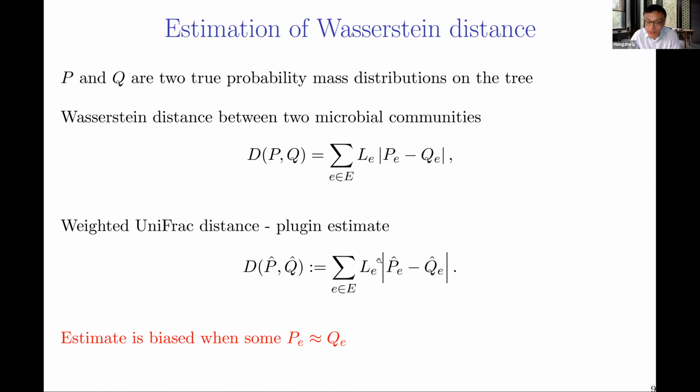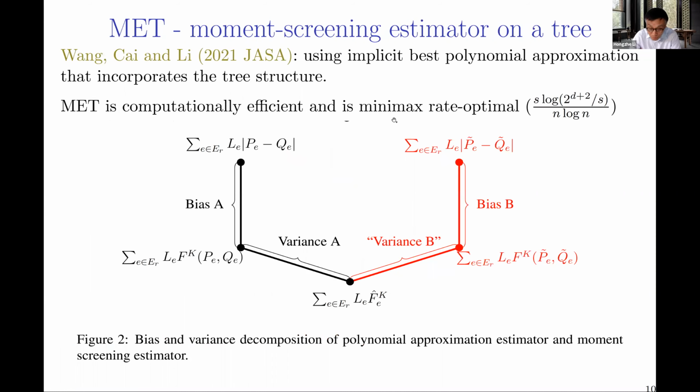Also, in the microbiome data analysis field, this distance is called the weighted UniFrac distance, which is an extremely widely used distance in the literature. But we can improve this. The basic idea is that when PE and QE are close to each other, we can develop a better polynomial approximation for the absolute value of that difference, and by using it we can reduce the bias of the distance estimate.